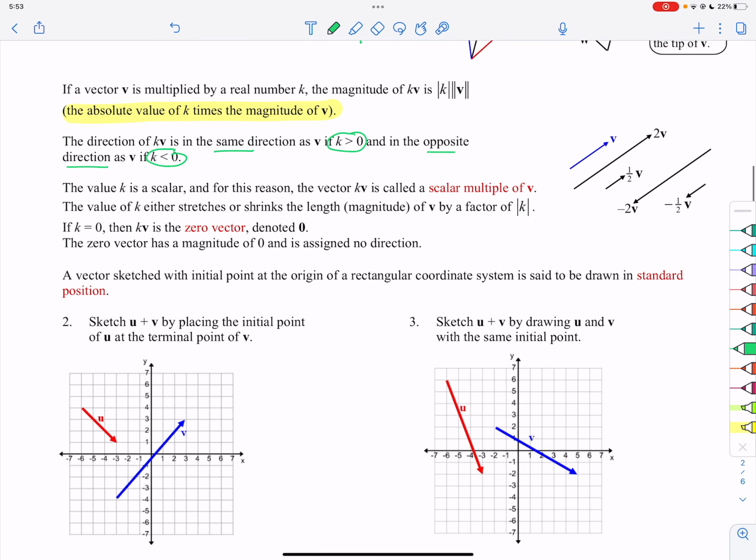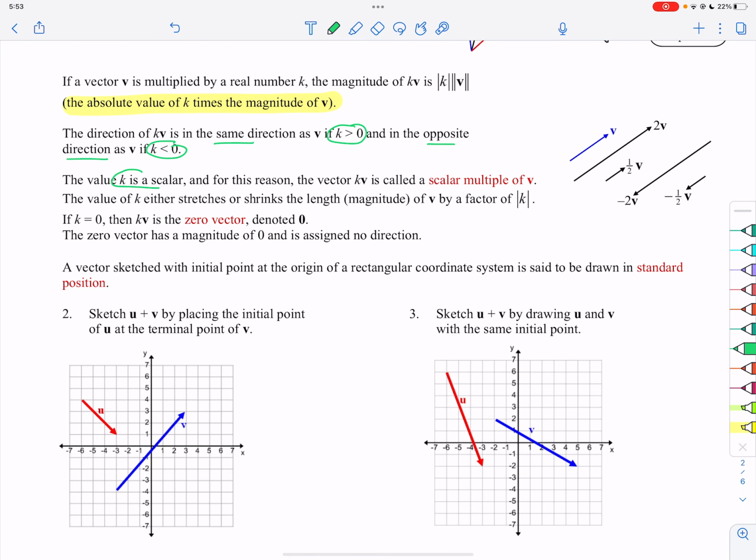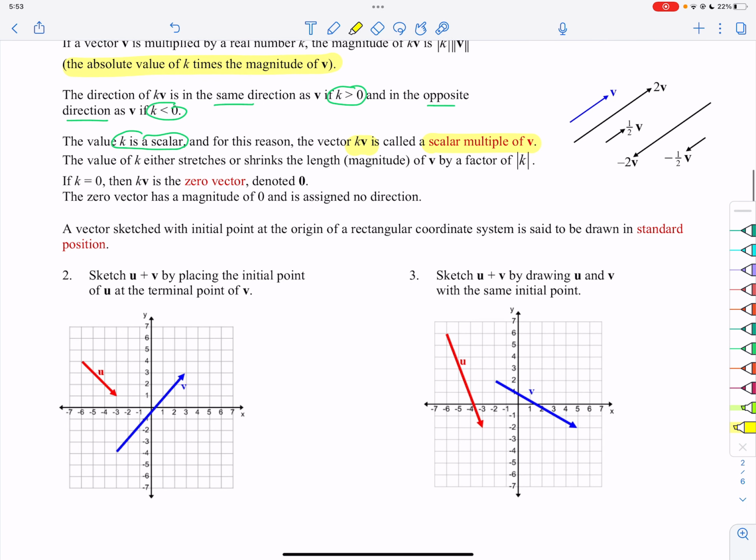Okay? The value K is a scalar, and for this reason, the vector KV is called a scalar multiple of vector V. The value of K either stretches or shrinks the length by a factor of the absolute value of K. And you can see that over here to the right, we have V and 2V. We also have 1/2 V. Now look at this difference here. The opposite of 2V and the opposite of 1/2 V.